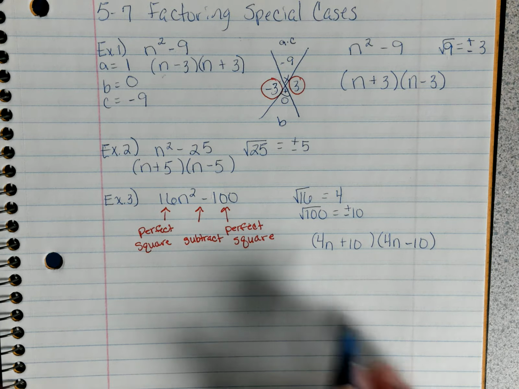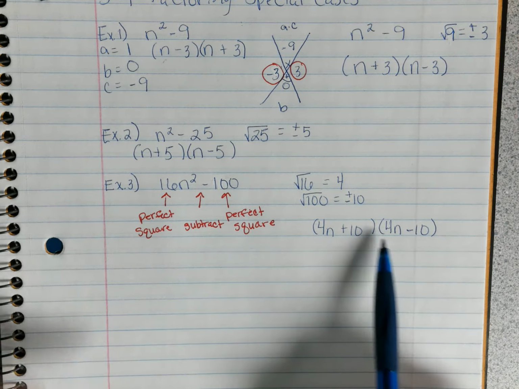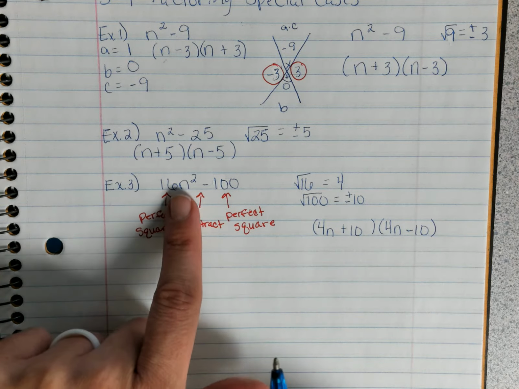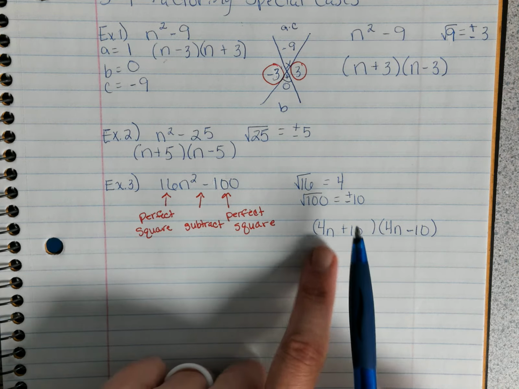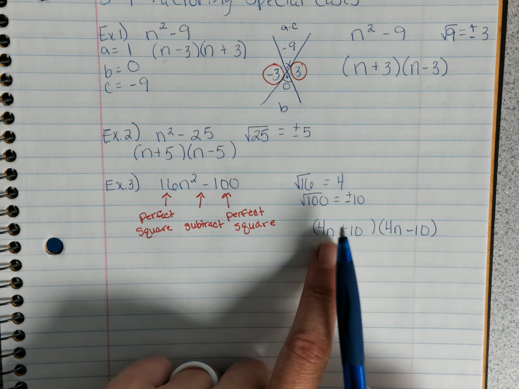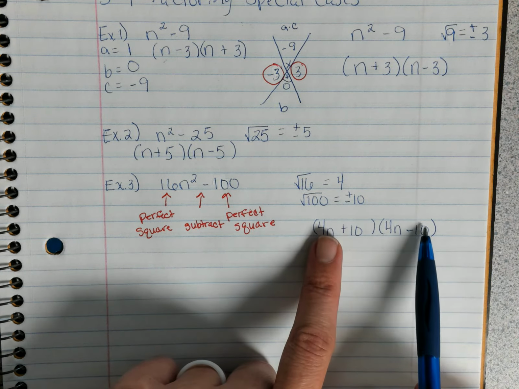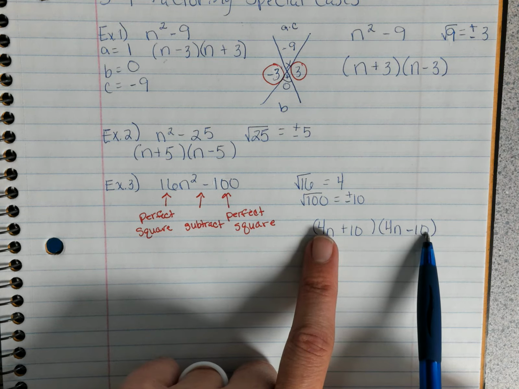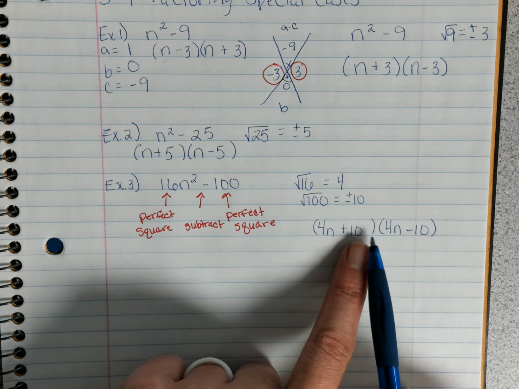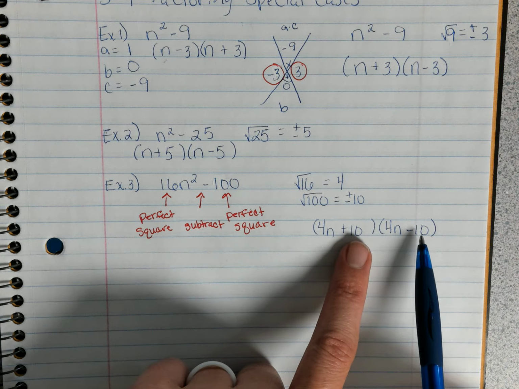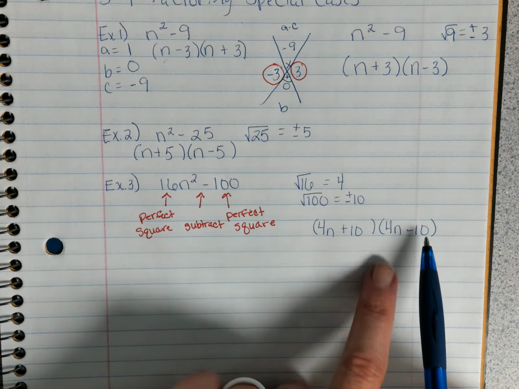If you want to check and make sure it works, you just have to multiply 4n times 4n is 16n squared. And then if you multiply times -10, you get -40. And then on the inside, you get +40. So those cancel each other out. And then the last two, multiply them and you get -100.